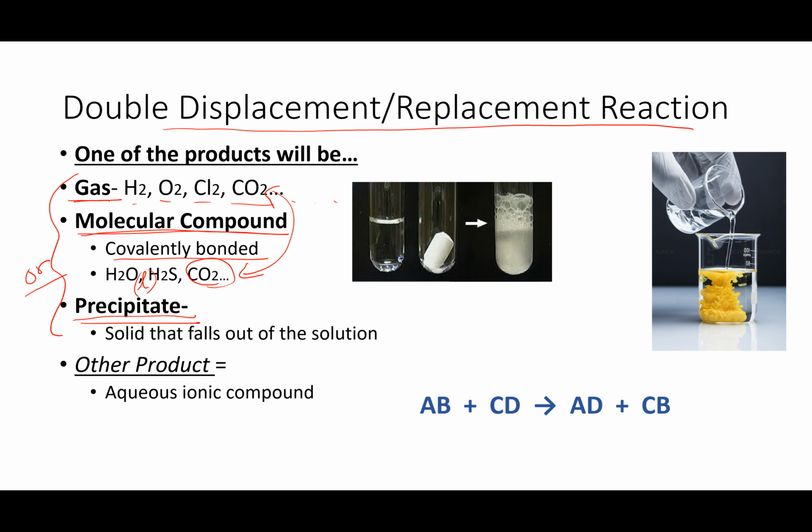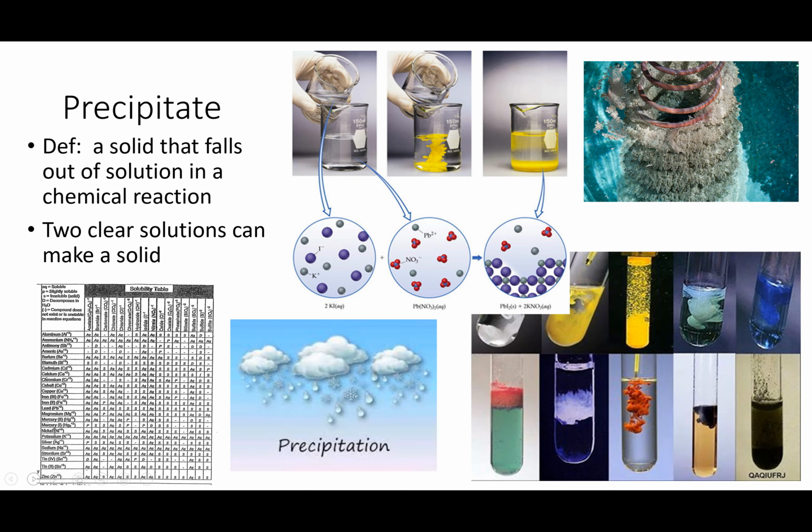And we'll talk more about those in a moment. The other product in a double displacement reaction is going to be an ionic compound that is in solution and will be aqueous. So out the other end, one of these products is going to be either a gas, a liquid, or a solid, and the other one is going to be aqueous. That is one of the ways that you can help identify one of these double displacement reactions.